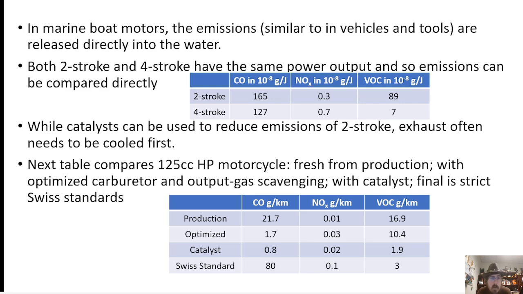Now, in marine boat motors, the emissions are similar to vehicles and our tools, but part of the problem is that instead of releasing it to the atmosphere, it dumps it directly into the water supply. So it doesn't go into the air, it goes into the water.